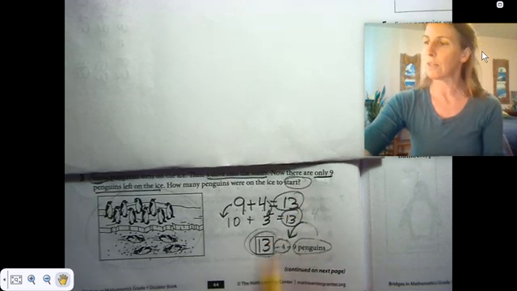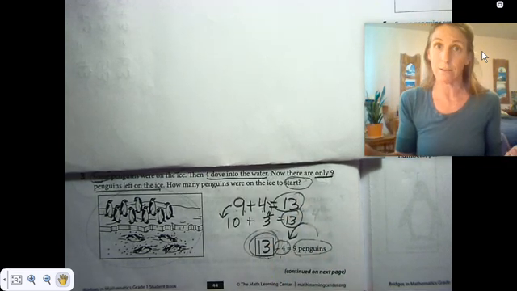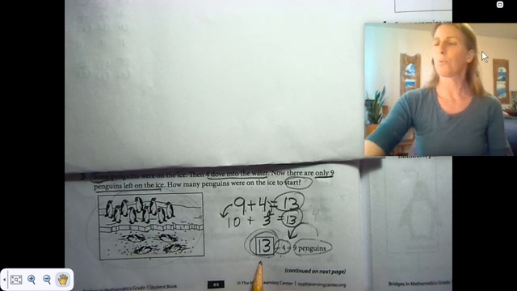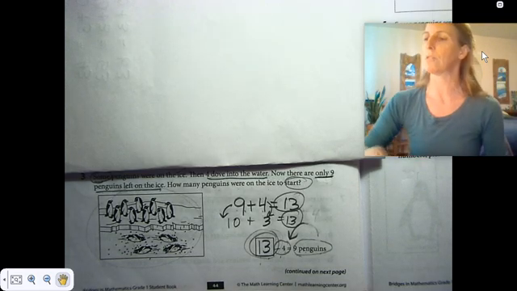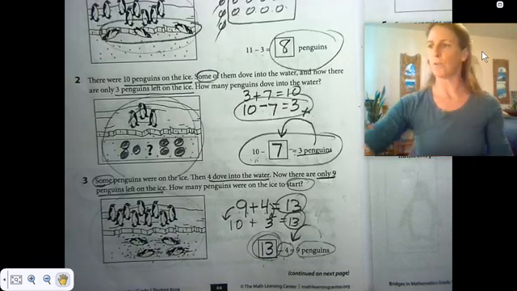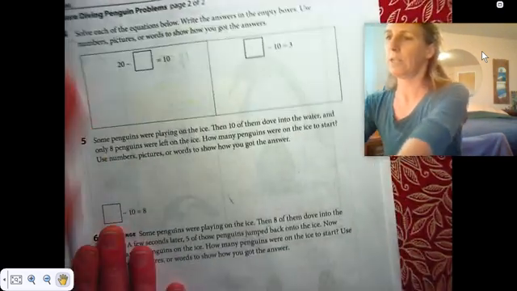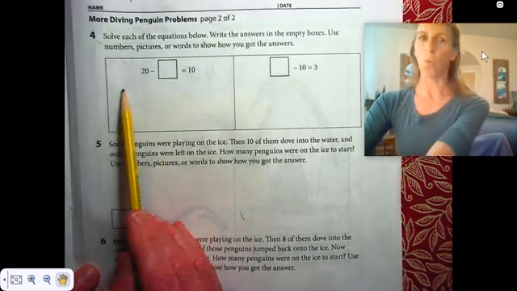13, 13, 13. We're getting that number 13 every way we try it. We even counted 13. Hey, proving our work is true. That's what you do, mathematicians. Okay, so we just did the first three together. I would like you, my friends, to do number 4.